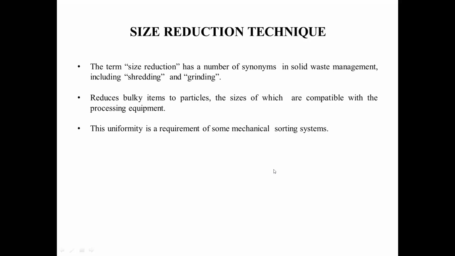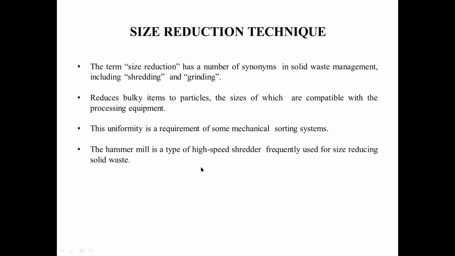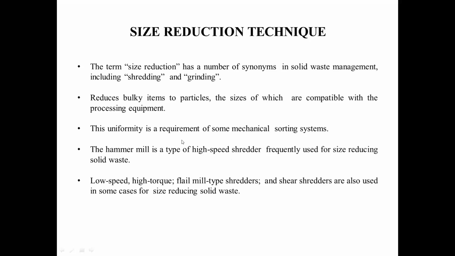This uniformity is a requirement of some mechanical sorting methods, because some instruments might not be suitable for operating on waste which is coarser or wider in dimension. Hence, uniformity is needed for mechanical sorting. Then you have the hammer mill type, a high speed cutting or shredding machine frequently used for size reduction, because it is continuously cutting. Then you have the low speed, high torque flail mill type shredder and shear shredder, used in some cases to reduce the dimension of solid waste, classified on the basis of the orientation of the rotor, either horizontal or vertical.